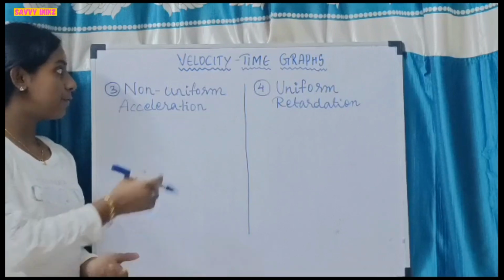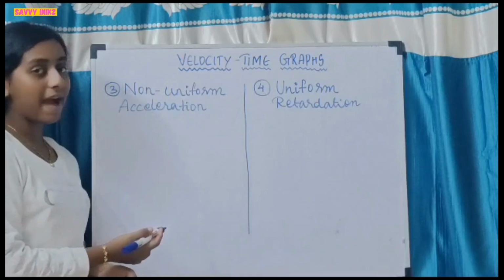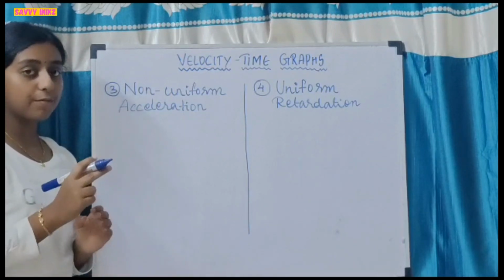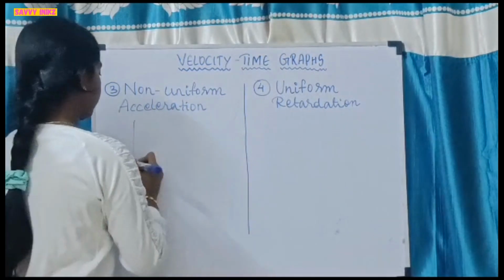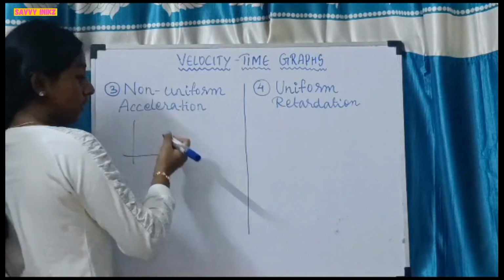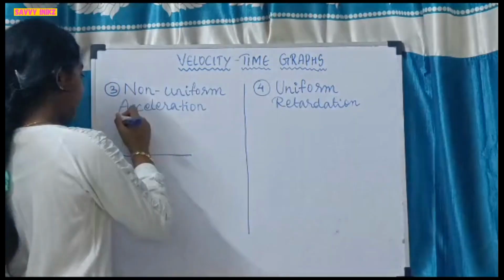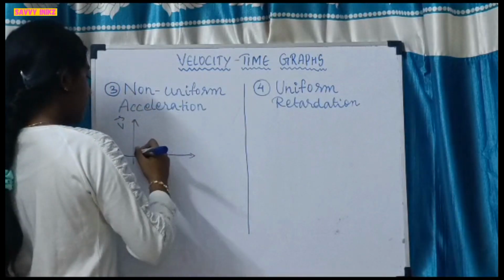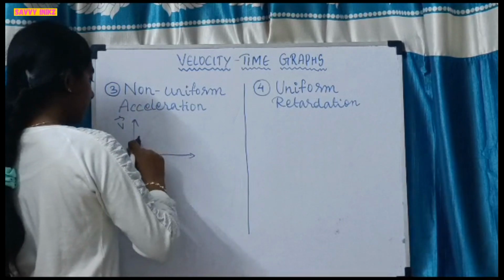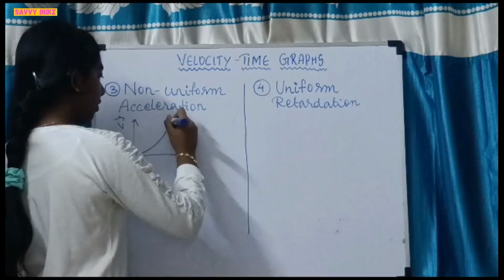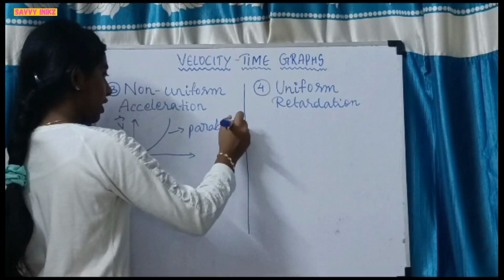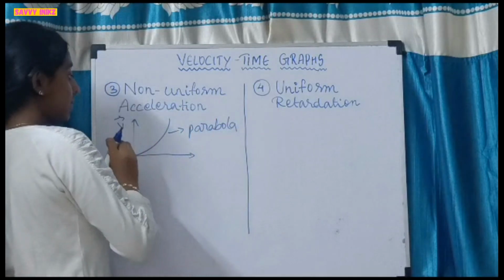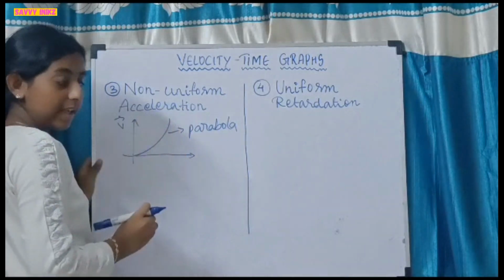So the third type of velocity time graph is non-uniform acceleration. And there are 2 types of graphs under non-uniform acceleration. The first one is velocity increases with time. So this type of graph, it is in the shape of a parabola. This is the parabola shape. This is because velocity is non-uniformly increasing with time.